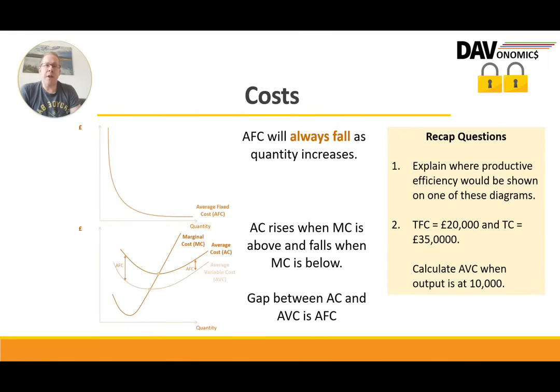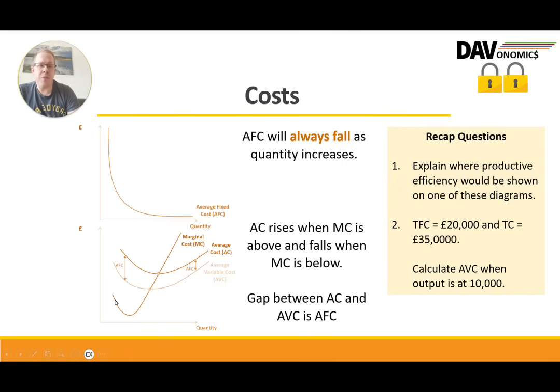Now, we just said total fixed cost stays the same, but of course, if you divide it by an increasing quantity, the average will always fall. And then you get the second key relationship you have when you do these costs and revenues, between the marginal and the average. So marginal is the addition of one unit, average is just the total divided by quantity.